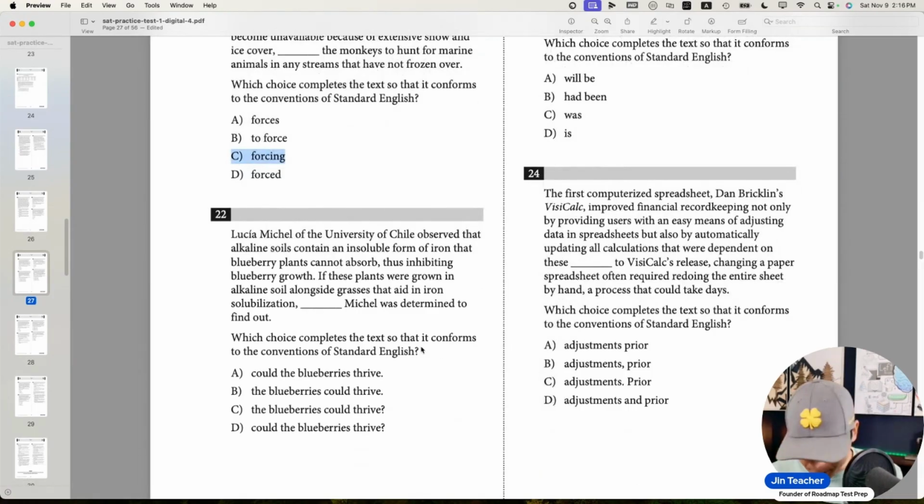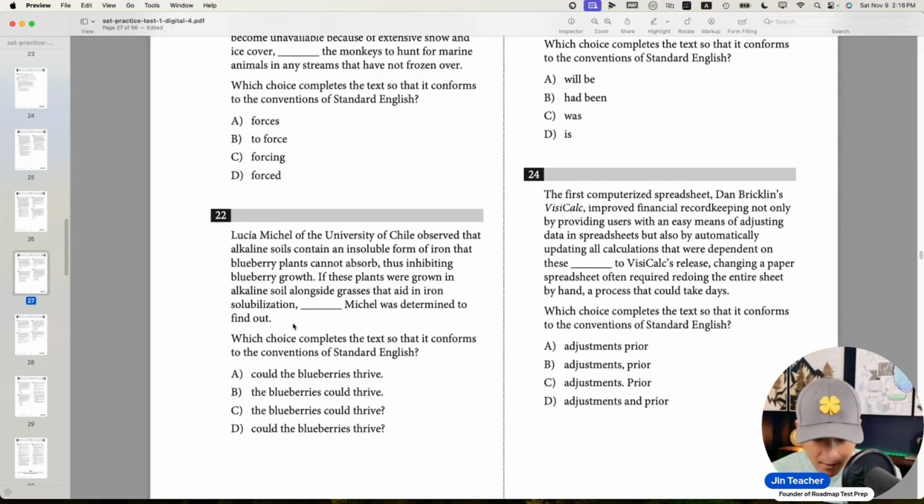Question number 22. Here they're testing me on using question marks, direct questions versus indirect questions. This is a relatively easy question. I just want to make sure that when I read the sentence, I ask myself, is this sentence being used as a direct question or an indirect question? I'll explain what that means in just a second.